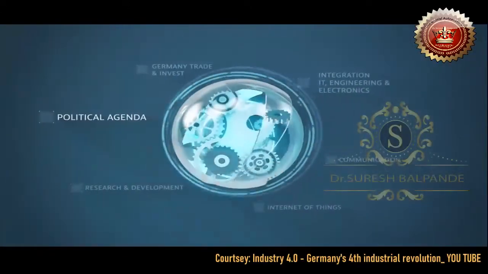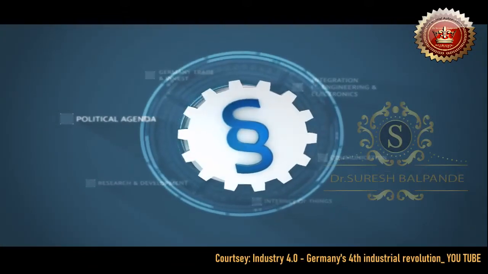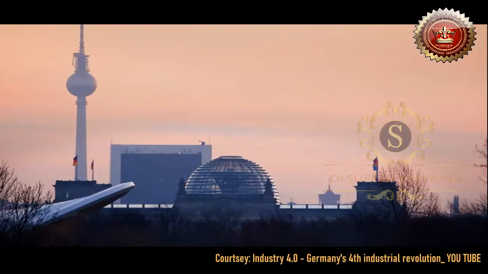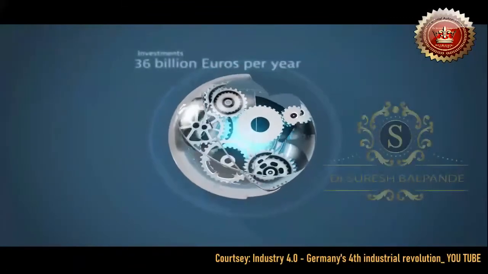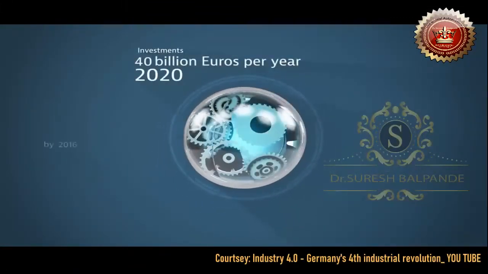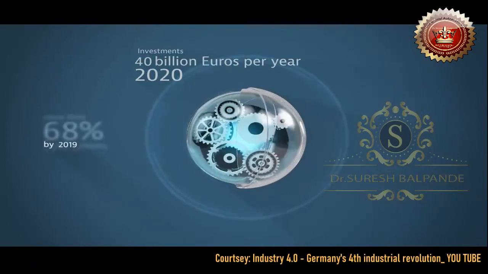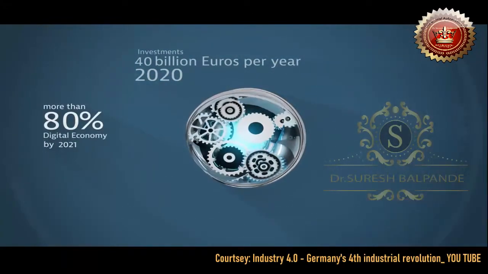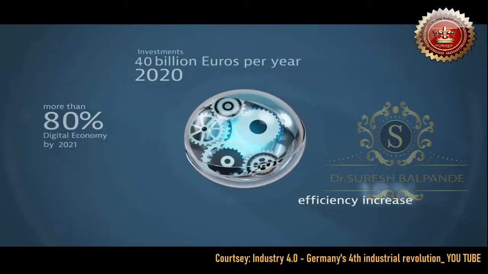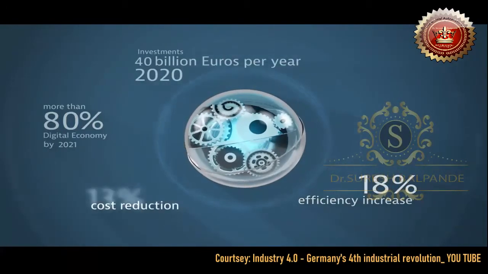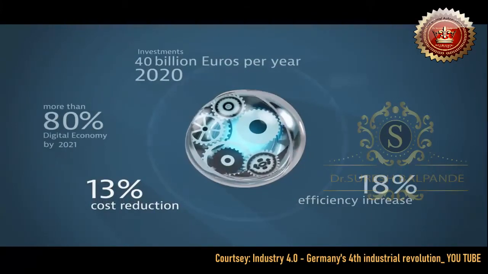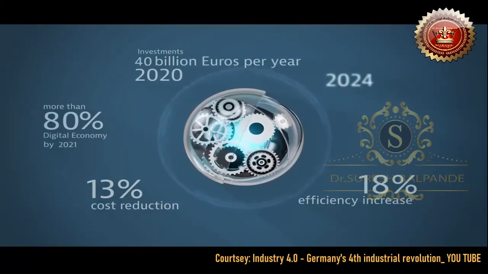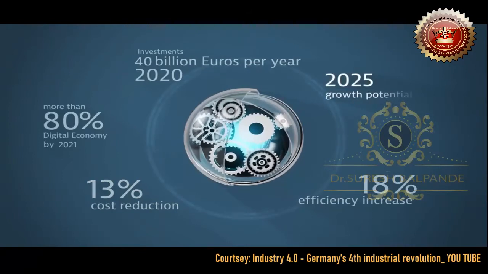For the government of the Federal Republic of Germany, Industry 4.0 is a key element in securing Germany's status as a manufacturing location. Investments amounting to 40 billion euros are planned by the year 2020. Within the next 5 years, more than 80% of German companies will fully digitalize their value chain. Experts expect an increase in efficiency of 18%, and cost reduction of about 13%. Through innovative new products, new services, and new business models, an additional growth potential of up to 425 billion is expected by the year 2025.